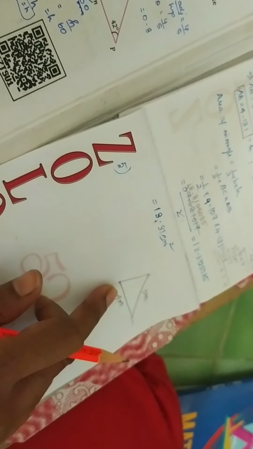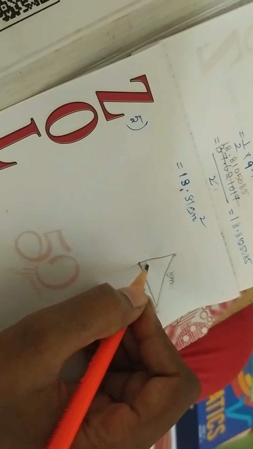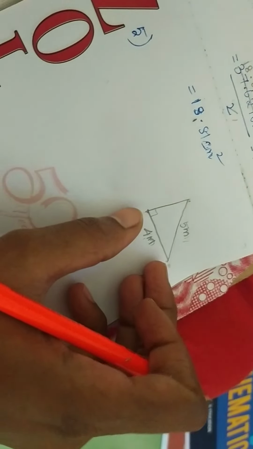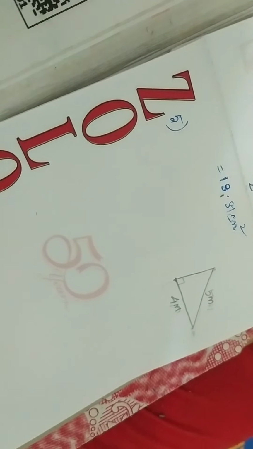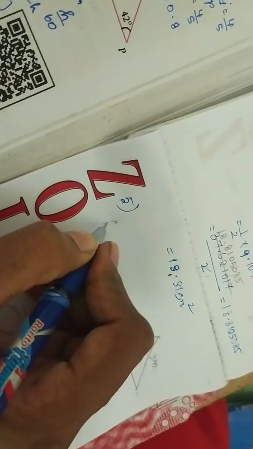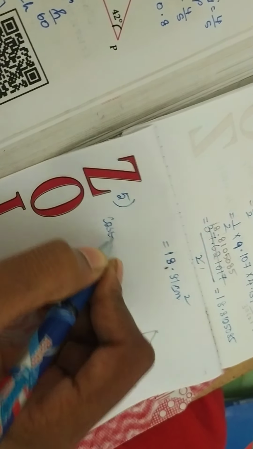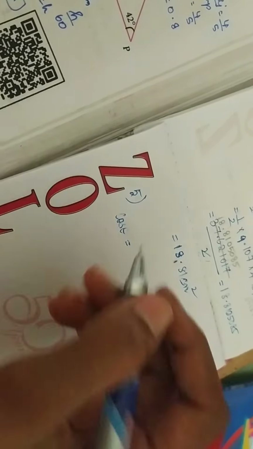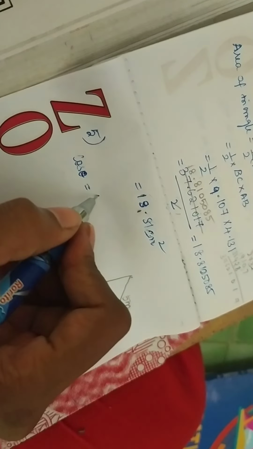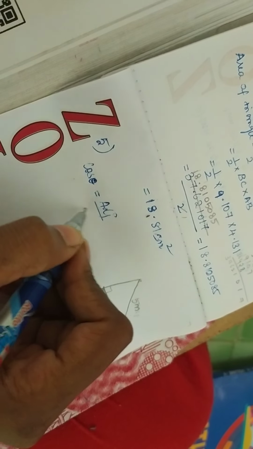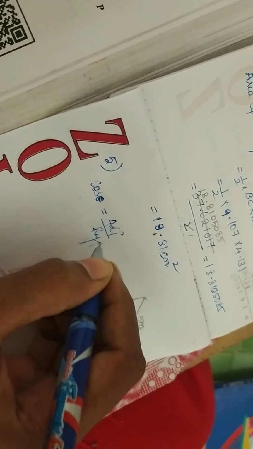So I am having a right angle triangle, right? So in this place, this is the adjacent, this is the hypotenuse. So adjacent and hypotenuse combination is cos theta, right? So I can write cos theta equal to, because they are asking for theta. By using this, I am going to find my theta. So cos theta is equal to adjacent by hypotenuse.